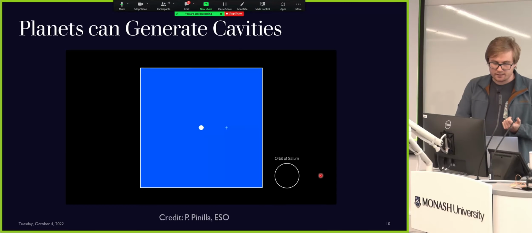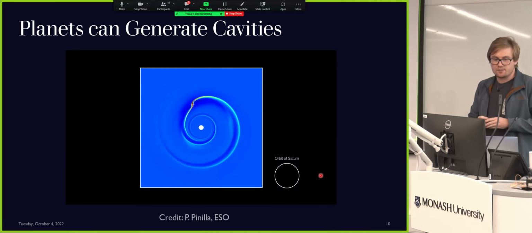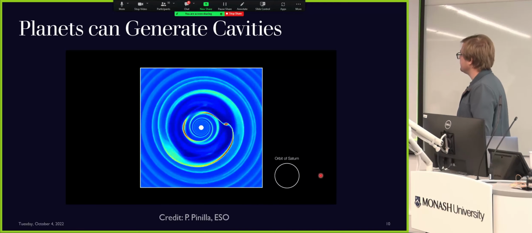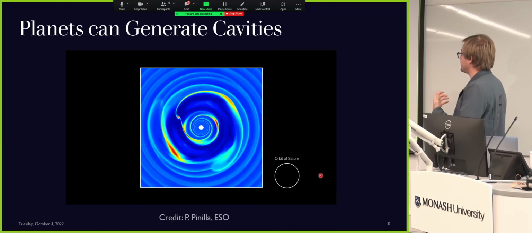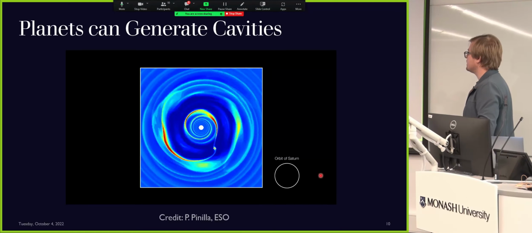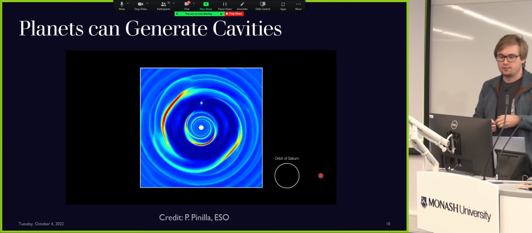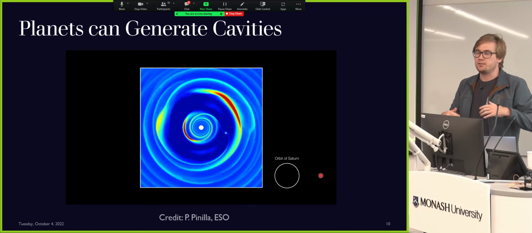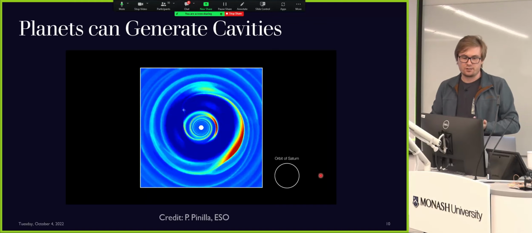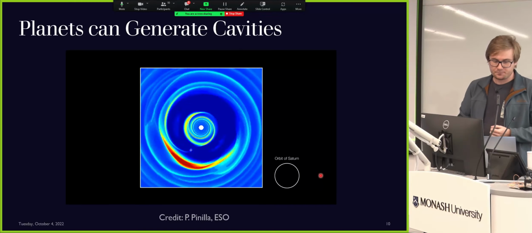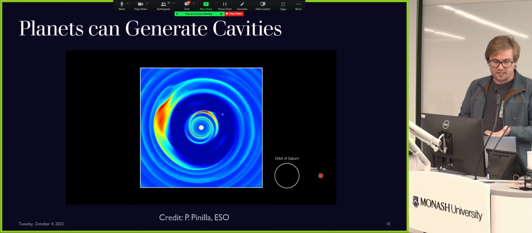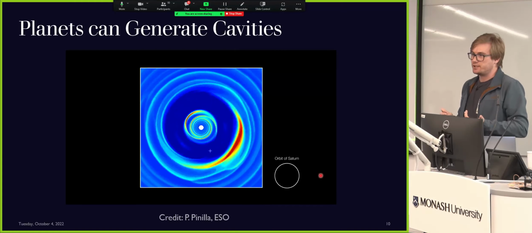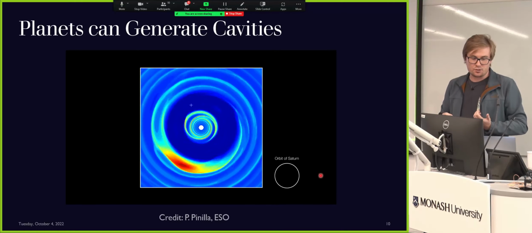Planets can also generate cavities. If you have a sufficiently large planet, you can carve a really deep gap. And the gap edge can become Rossby wave unstable and basically generate vortices. So imagine you have a Kelvin-Helmholtz instability, you've got shear, and you start generating vortices. The Rossby wave instability is essentially the same thing, but in a rotating frame. So with this gas overdensity orbiting around, you can potentially trap dust grains in this overdensity and make these horseshoe features that we see.